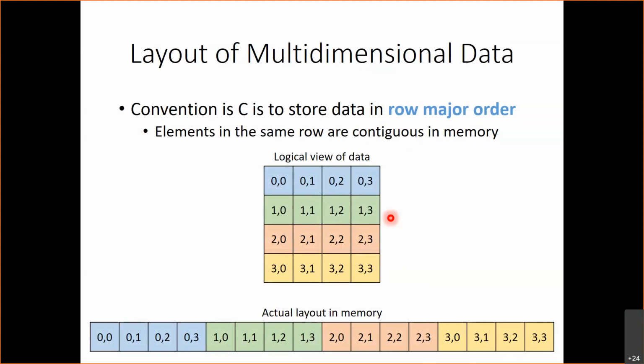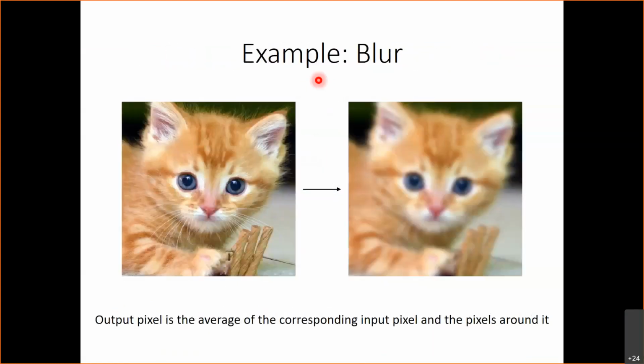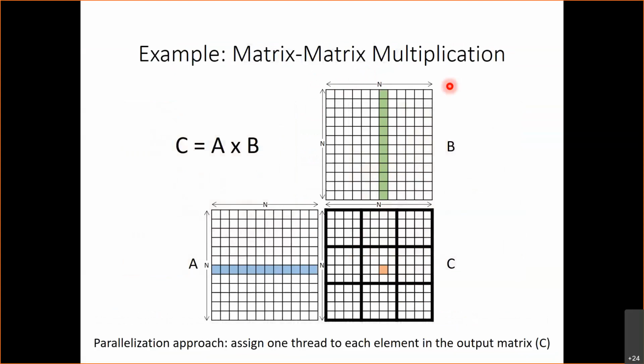And we did multiple examples of this. We did RGB to grayscale conversion. We did image blur, which is a special case of convolution, which we're going to be talking about today. And we also did matrix multiplication. And this example actually stayed with us for the next few lectures. We looked at other kinds of optimizations that we can apply.